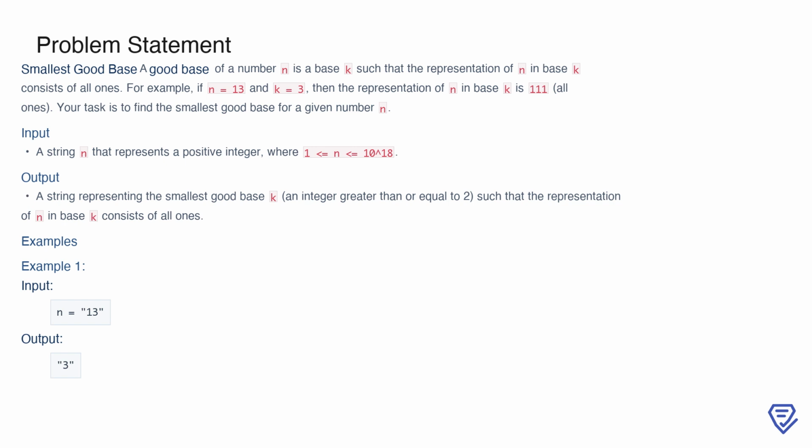The input to the problem is a string n representing a positive integer, where n lies between 1 and 10 raised to the power of 18. The output is a string representing the smallest good base k, which must be an integer greater than or equal to 2. Let's consider an example to make this clearer. If the input is n equal to 13, the output is 3 because the base 3 representation of 13 is 111, and there's no smaller base that satisfies the condition.